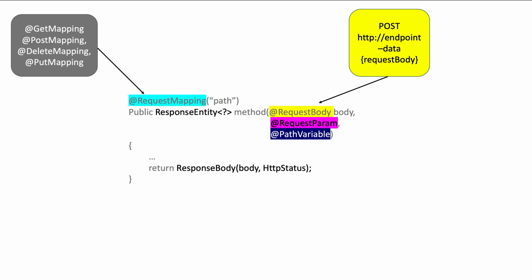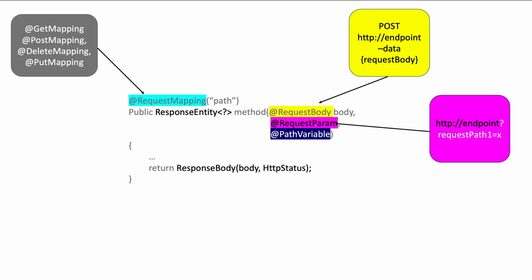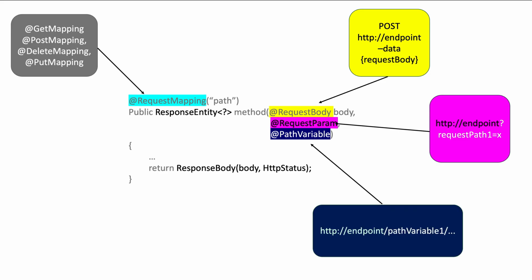Similarly, we have RequestParam and PathVariable annotations to reach endpoint variables. With RequestParam, we can reach the query variables in the REST URL, or using PathVariable, we can reach the variables in the URL path.